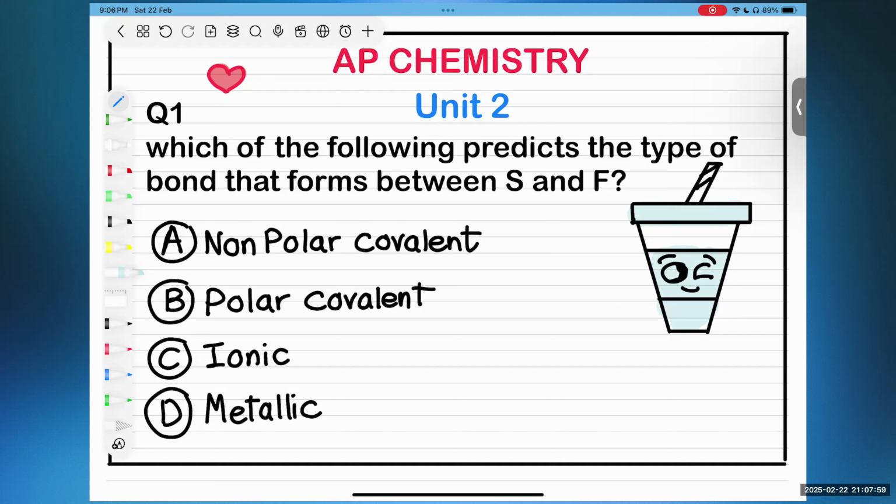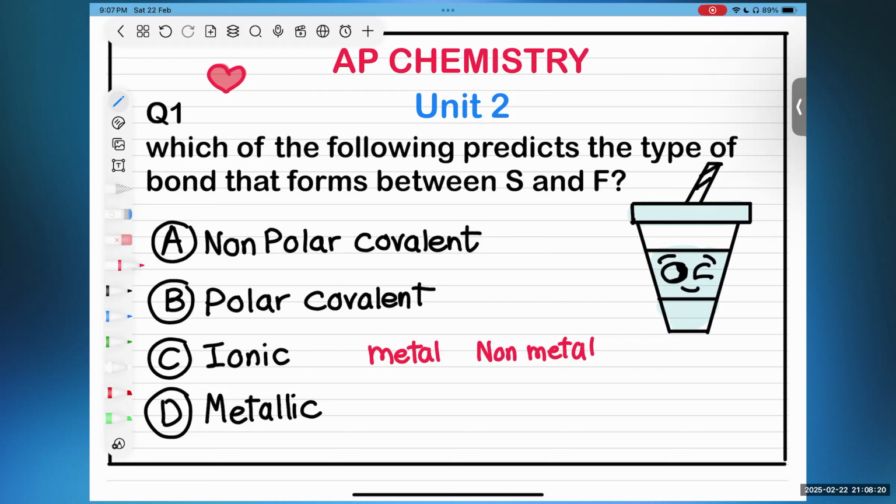Which of the following predicts the type of bond that forms between sulfur and fluorine? Is it non-polar covalent, polar covalent, ionic, or metallic? That's a very easy question. Whenever you see a bond between a metal element and a non-metal element, it is ionic, and this is not the case here.